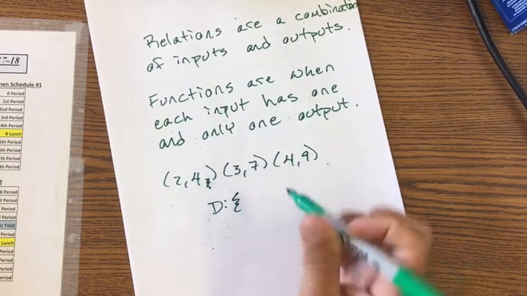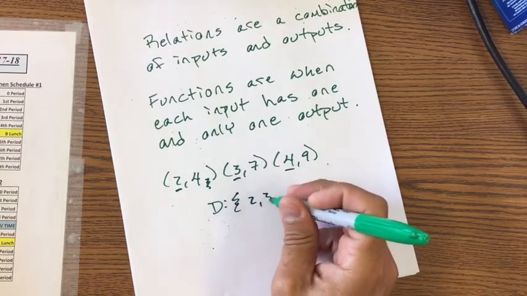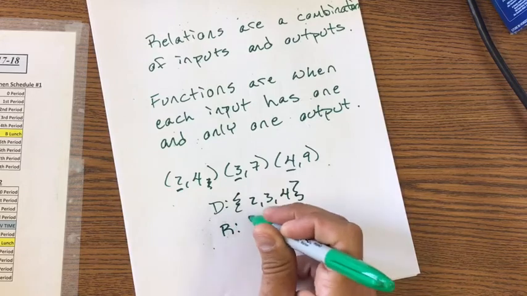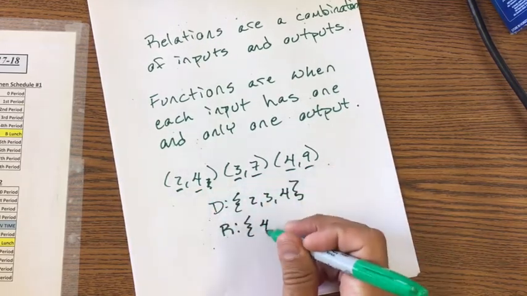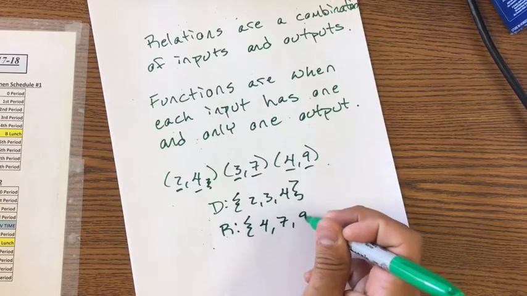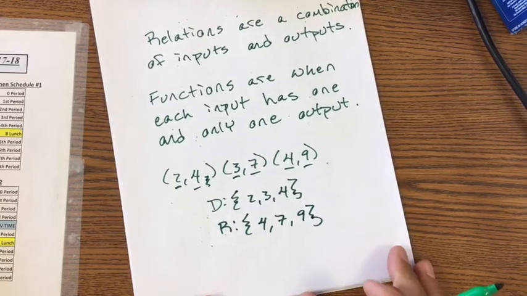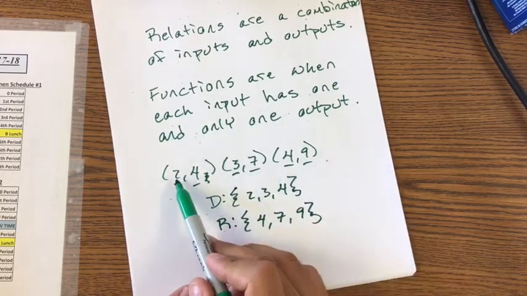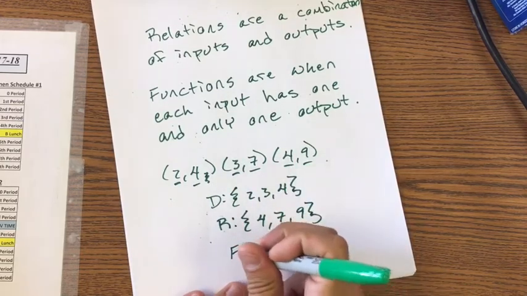This one I'm going to do in roster notation because I just have 2, 3, 4. So 2, 3, 4. And the range are all of the y's. Again, roster notation, 4, 7, 9. We prefer to put these in increasing order. These just happen to be in increasing order from the beginning, but we want to put them in increasing order if we can. So I'm looking, are there any repeats on the x? And there's not, which makes it automatically a function.